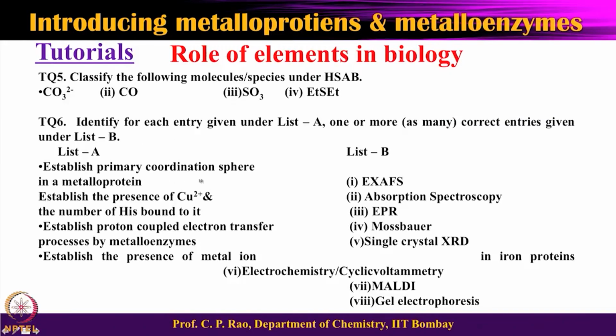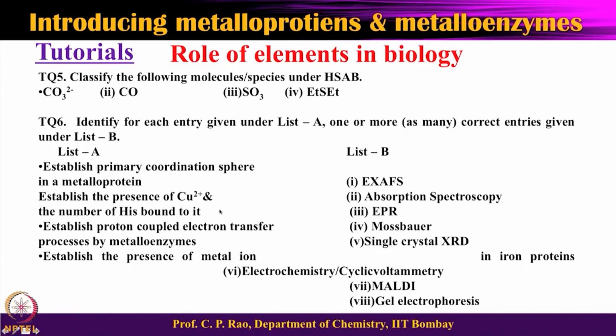Establish the primary coordination sphere in a metal protein. Establish the presence of copper 2 plus and the number of histidines. So, presence of the copper 2 plus: suppose you take an apoprotein, you add copper 2 plus, you can look at even absorption spectroscopy, absolutely no problem.